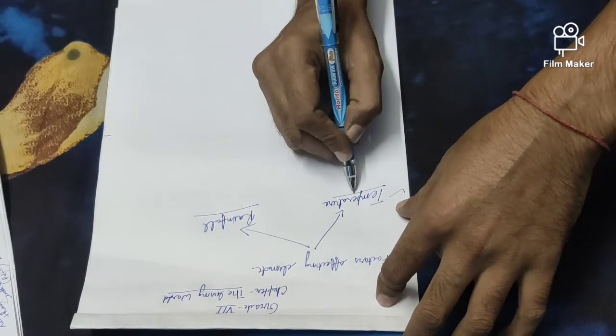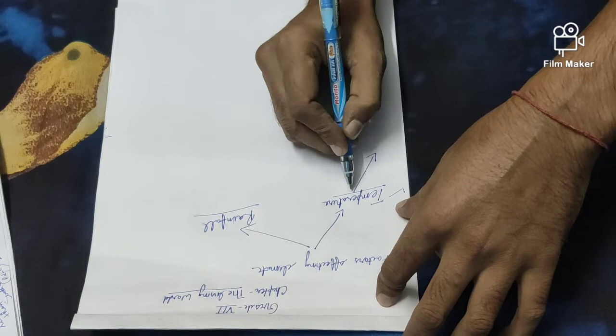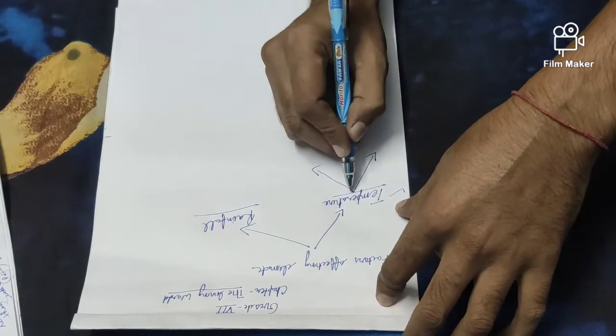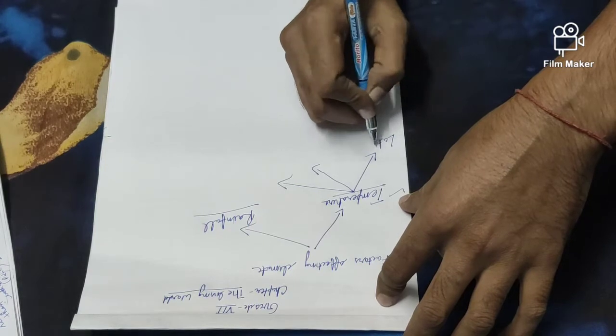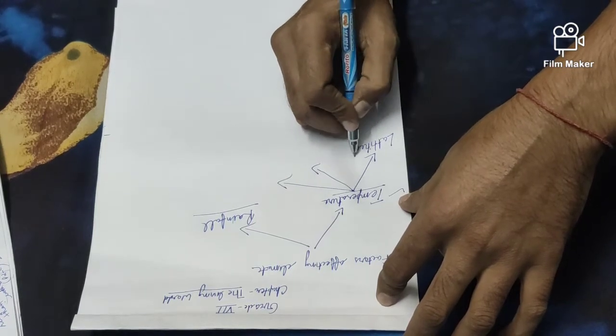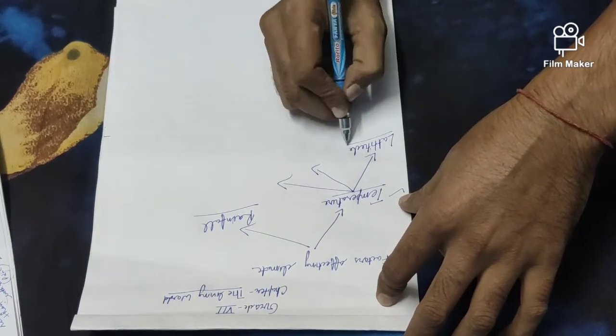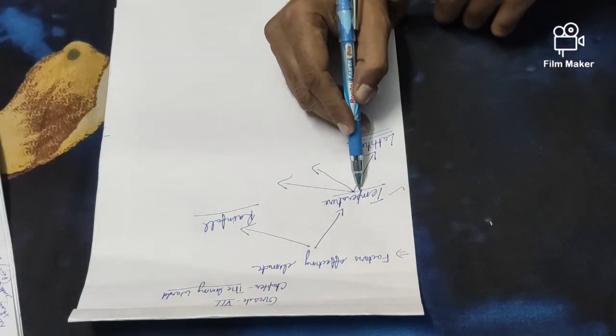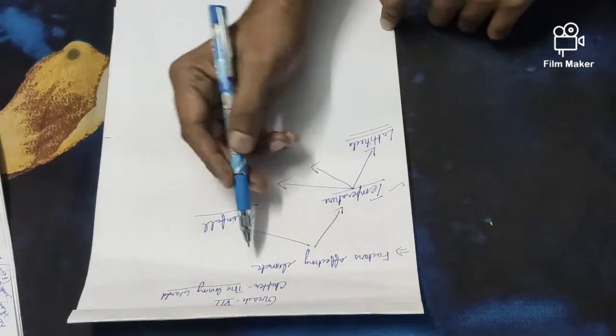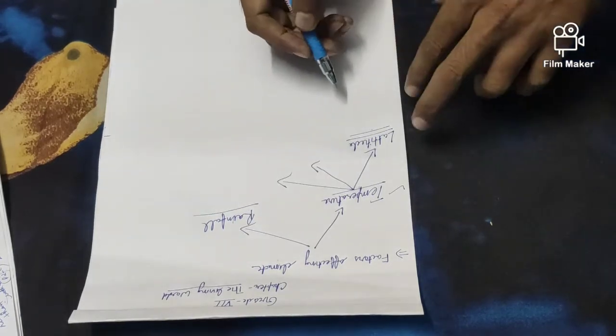Okay, and temperature is affected by three elements. First element is latitude. Okay, so today we will discuss how latitude affects temperature, and temperature affects the climate of a particular area.